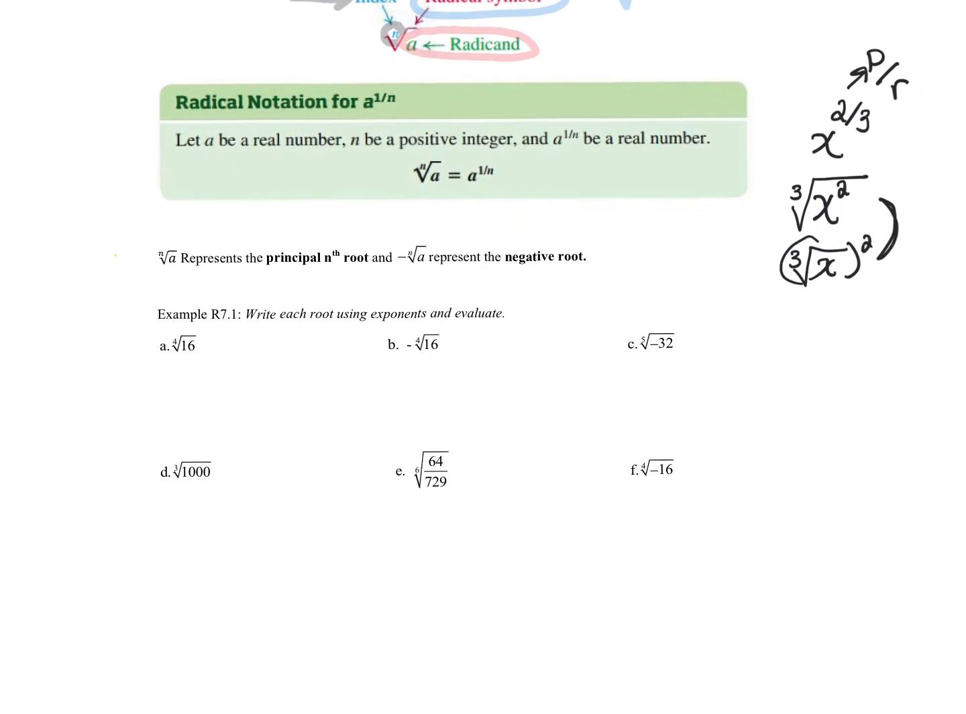One thing to note is what's listed right here is that the nth root of a is called the principal root, or the positive one, whereas the negative nth root of a is called the negative root.